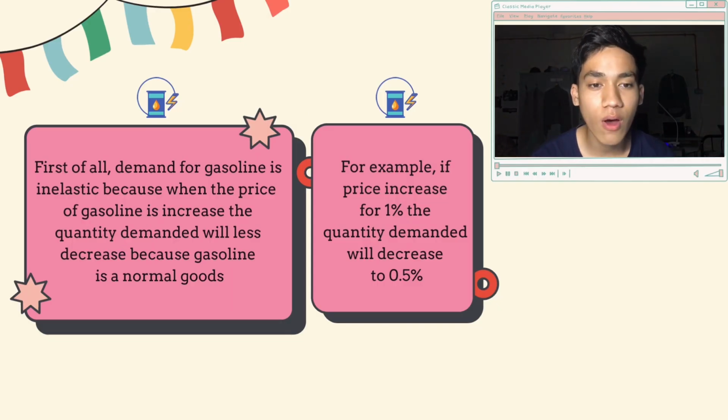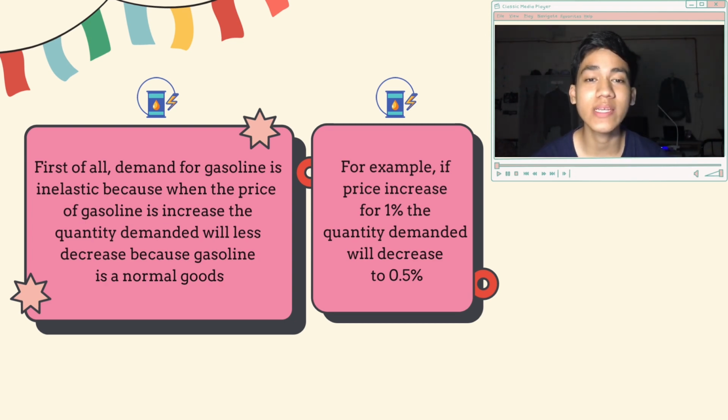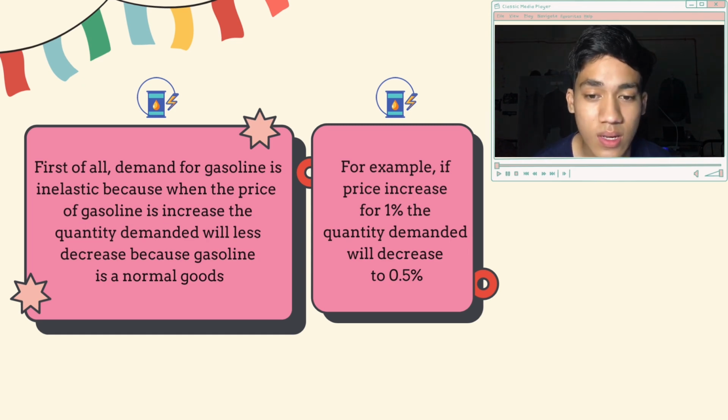For the answer of question 2, demand for gasoline is inelastic because when the price of gasoline is increased, the quantity demanded will decrease less because gasoline is a normal good. For example, if the price increases by 1%, the quantity demanded will decrease by 0.5%. Therefore, the increase in the availability of electric cars makes the demand for gas more inelastic. Now I will pass the presentation to Wajdi Asyraf.